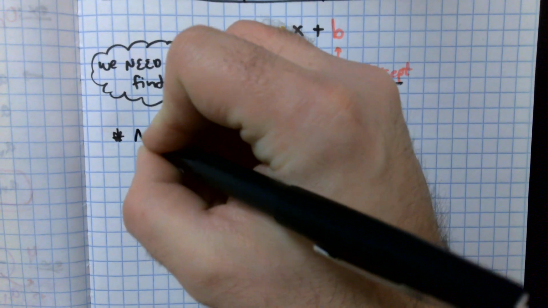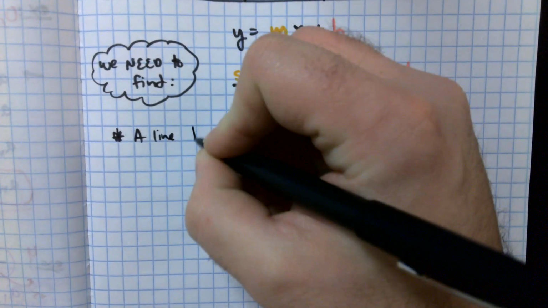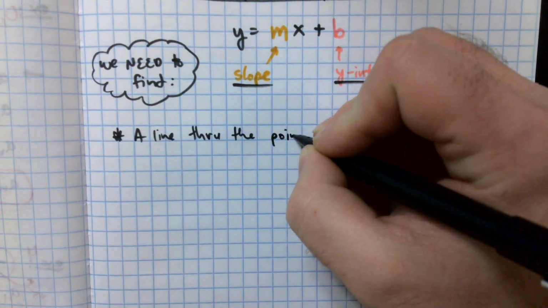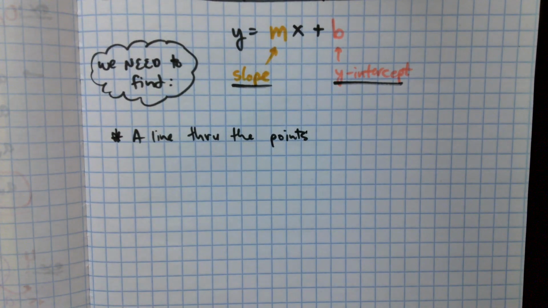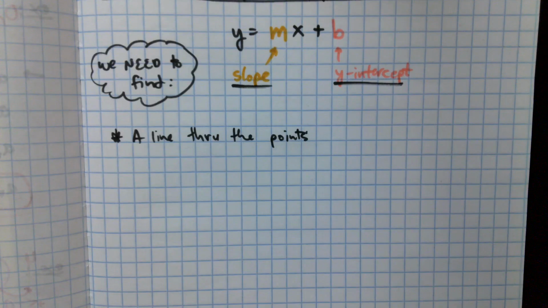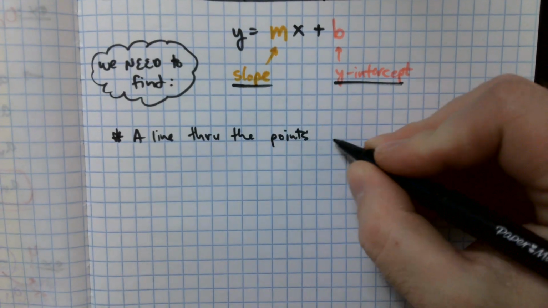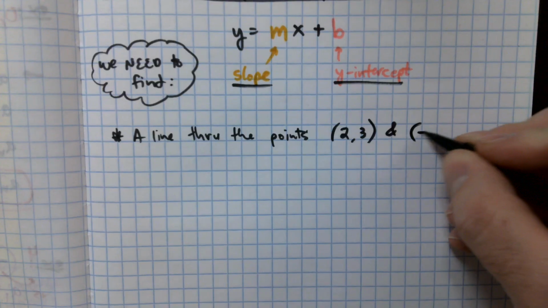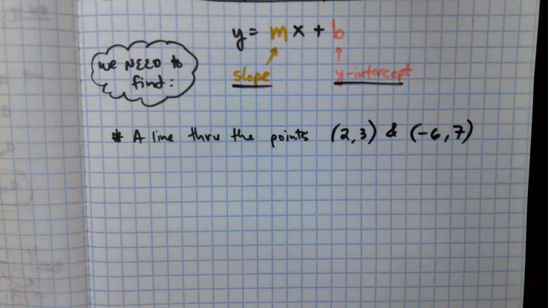Okay, a line through the points (2, 3) and (-6, 7).